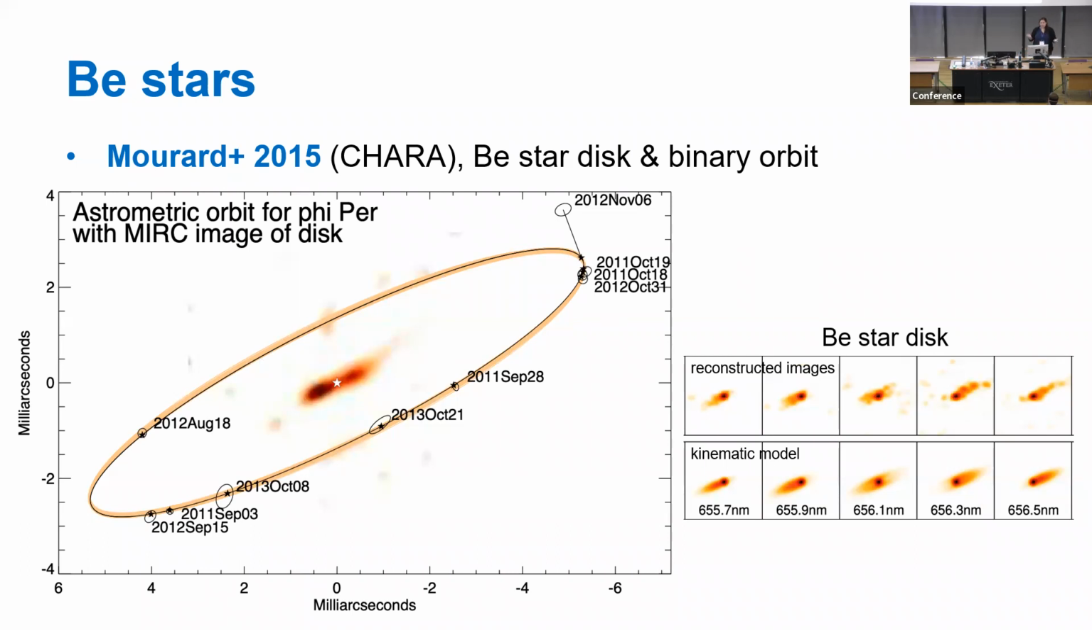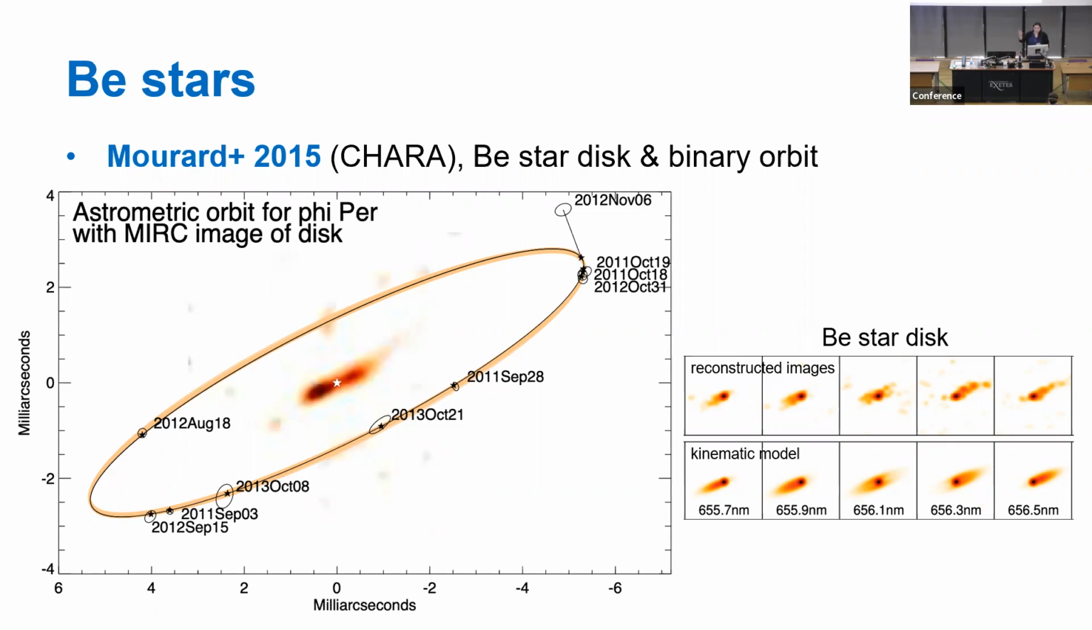And again, this is important for looking at if the BE star disk and the companion's orbit are aligned with each other, and they are, so that helps support this theory that they're physically connected to each other, that the companions help form the BE star disks. So if they were completely unaligned, that wouldn't support this theory.